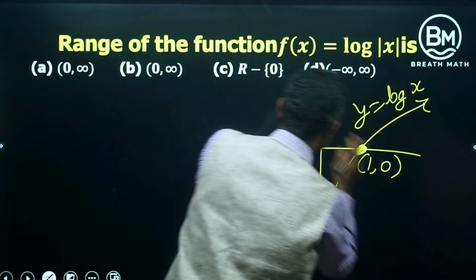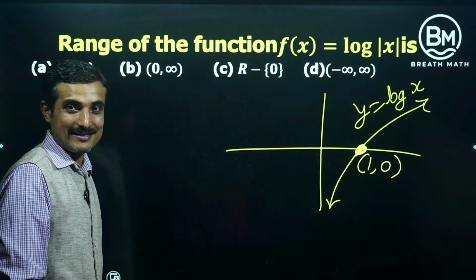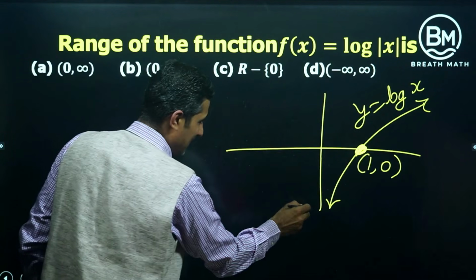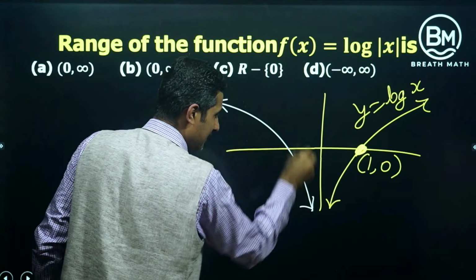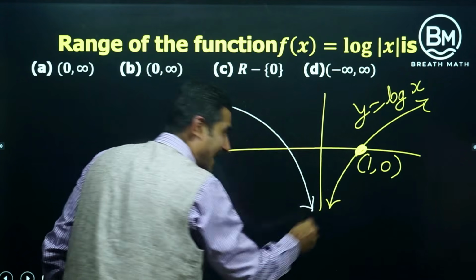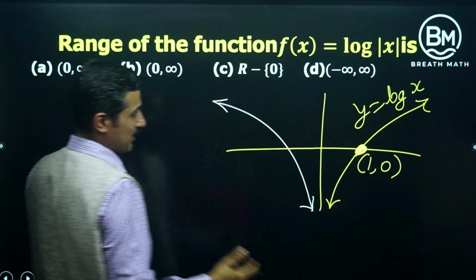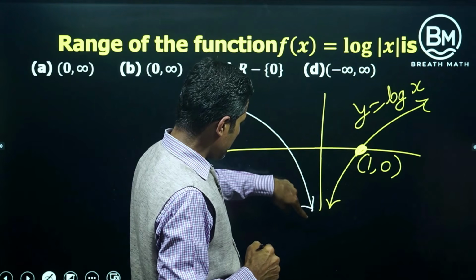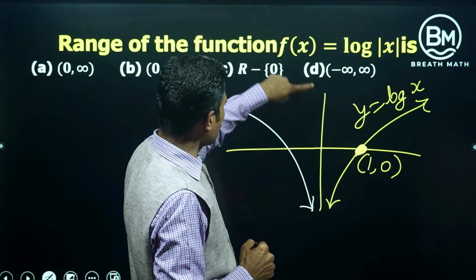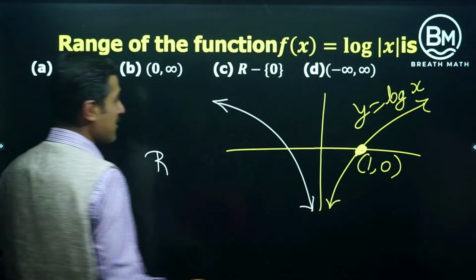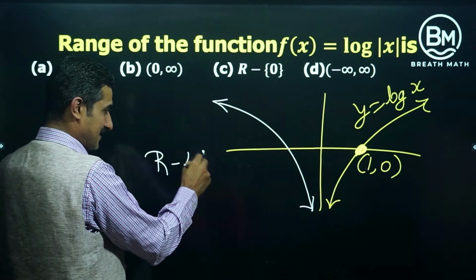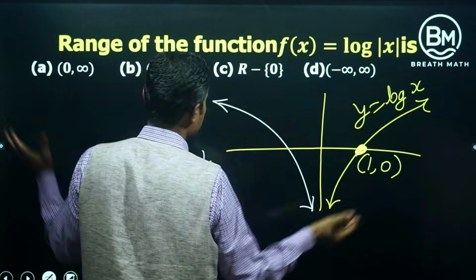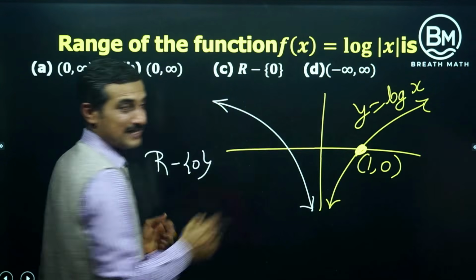No part of this curve is sitting behind the y-axis, so I don't have to cut anything. Take the mirror image, it goes like this, but it would never cross the y-axis. The range of the function is all real numbers from minus infinity to plus infinity. The domain of the function is R minus 0. So the domain is R minus 0, whereas the range is minus infinity to plus infinity.